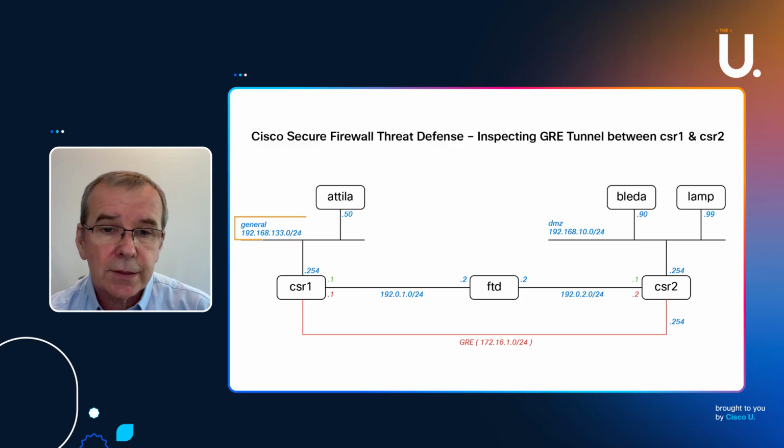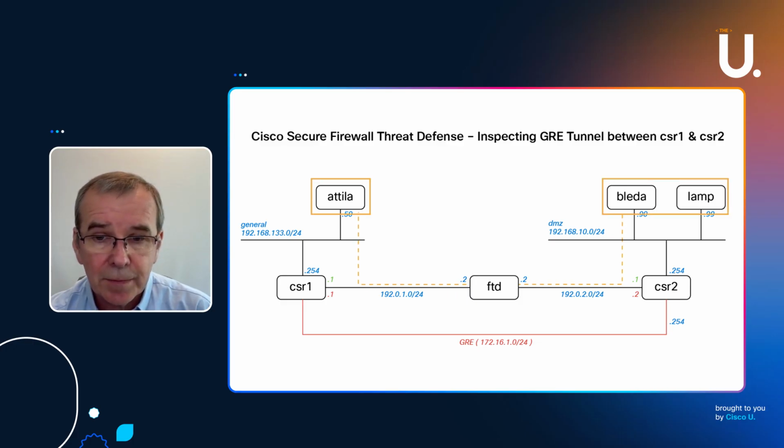Connected to CSR1 is a general network which has the host Attila. Connected to CSR2 is a DMZ network with a host Bledder and Lamp. For Attila to be able to communicate with Bledder and Lamp, the traffic has to pass through the tunnel. Then we can make decisions in the firewall about what to do with the inner headers of that tunnel.